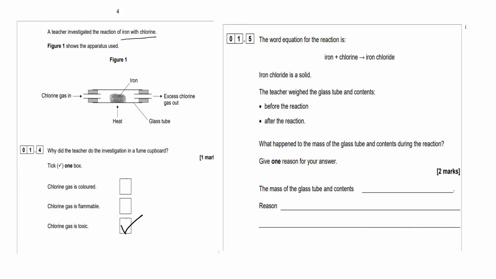If it was flammable or coloured, that would not be a reason why it should be done in a fume hood. 1.5. The word equation for the reaction is iron plus chlorine gives you iron chloride. The teacher weighs a glass tube and contents before and after. What happens to the mass of the glass tube and the contents during the reaction? Give one reason why. Now here, for 2 marks, you've got 2 questions. What happens to the mass? And then give one reason.